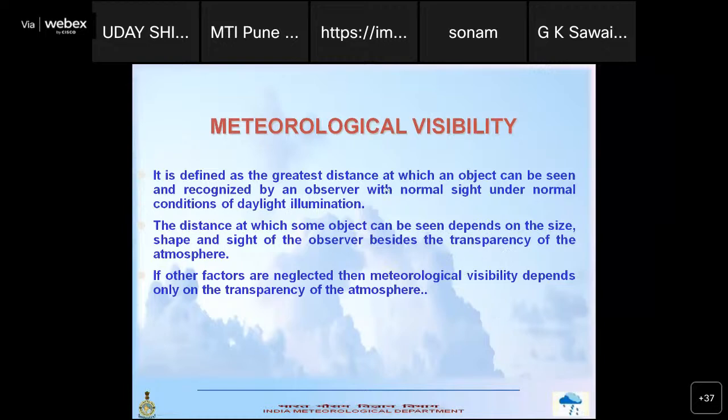It is defined as the greatest distance at which an object can be seen and recognized by the observer with normal eyesight under normal conditions of daylight illumination.